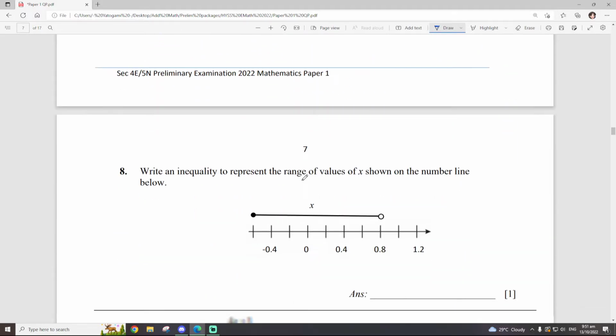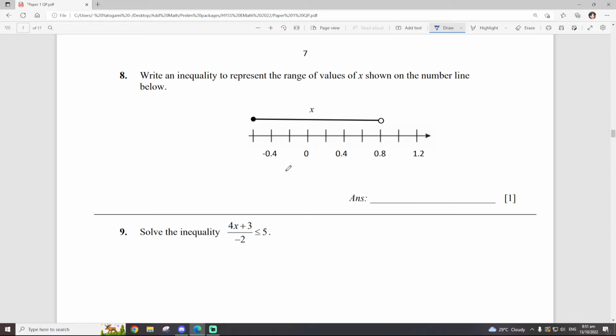Okay. Write an inequality to represent a range of values of x shown on this number line. So this is 0, this seems to be 0.2, right? So this is minus 0.6, and this is 0.8. Now, when you have a shaded circle, it's including that part, and when it's hollow, you exclude that. So that will be minus 0.6 less than or equals to x less than 0.8.